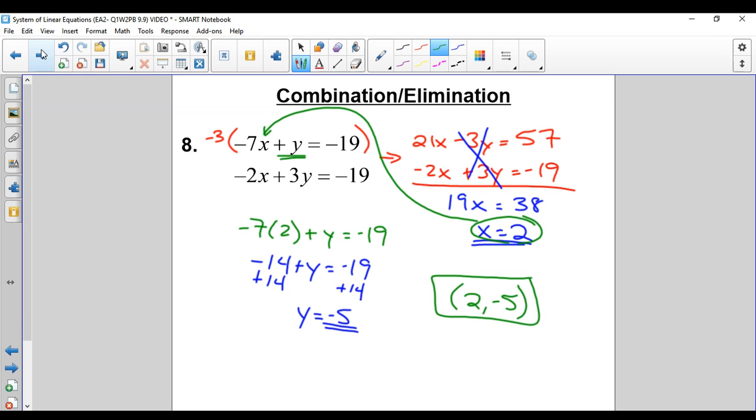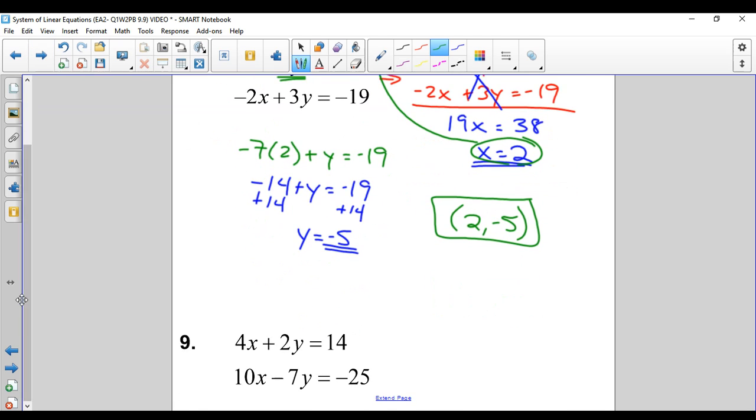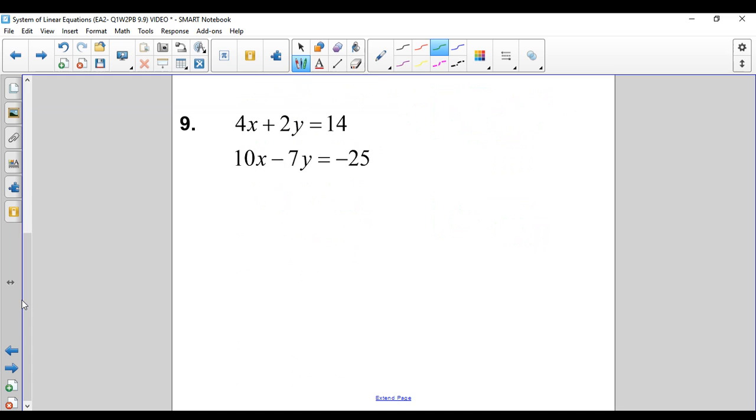Next and final one is the more in-depth one that we have. As is, we can't multiply by anything in order to cancel out a variable. We can't just multiply one equation by something. We need to multiply both equations by something. So you just need to really figure out what you want to deal with. Do you want to cancel out the x or y's? It doesn't matter, just got to pick.